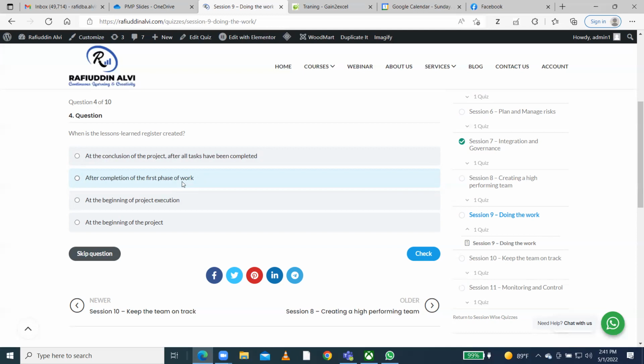Yeah, I got it. So it should be the conclusion of the project after all tasks have been completed, covering what we missed and what we had to do. The lessons learned register means you have to learn some lesson. You could put it from the beginning, in the middle, or at the end. At the end only.